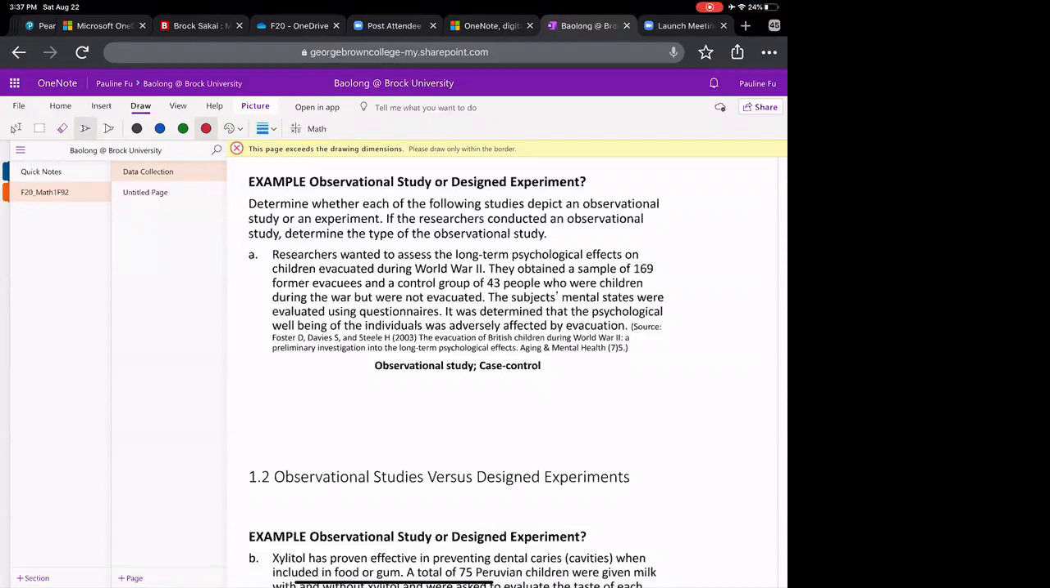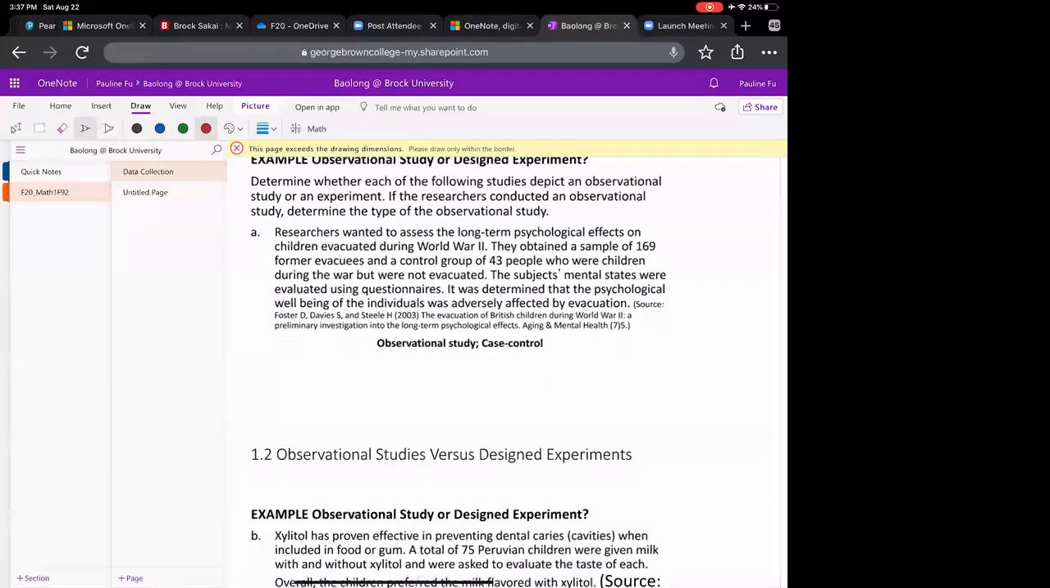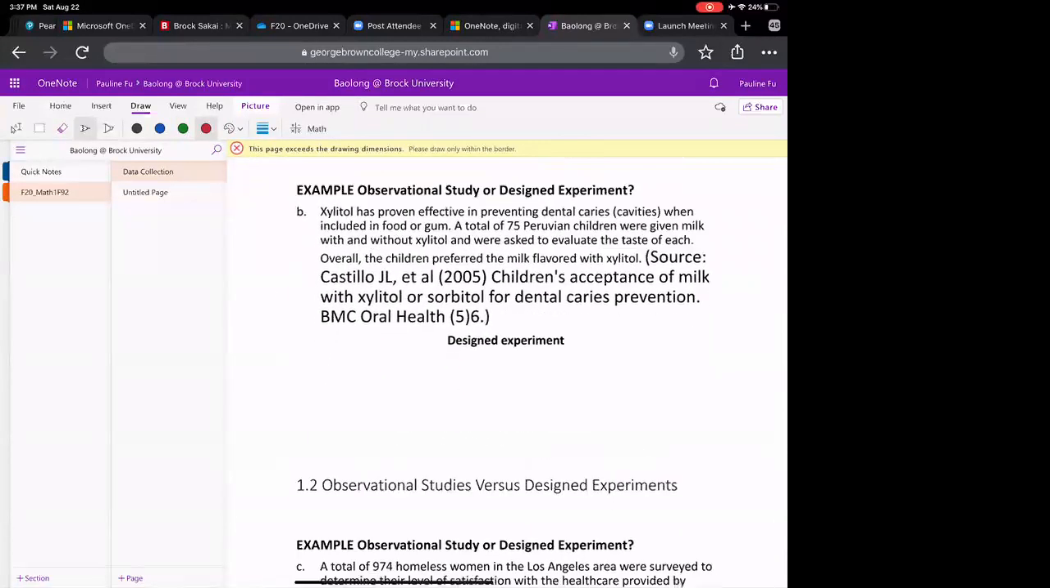Because the researcher is just going backward to analyze the cases, it is a retrospective study. So next one.